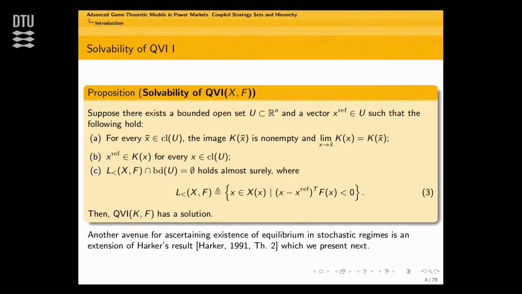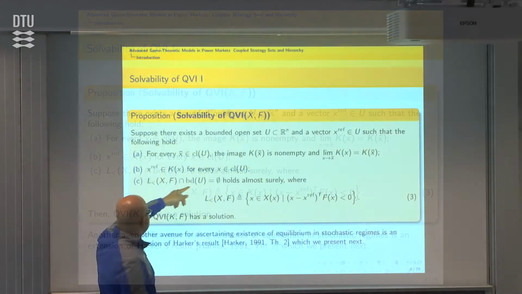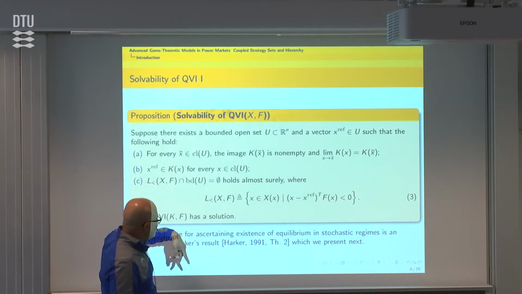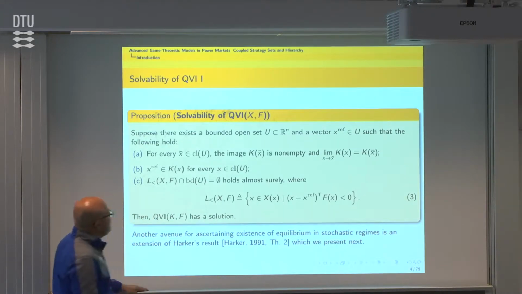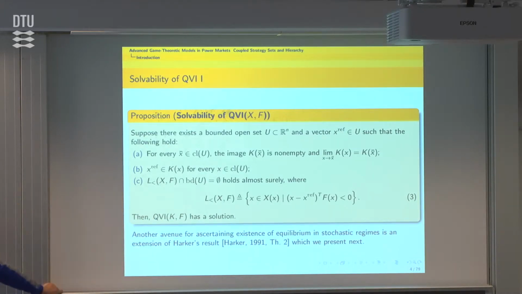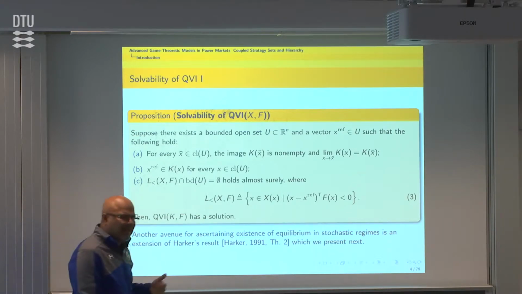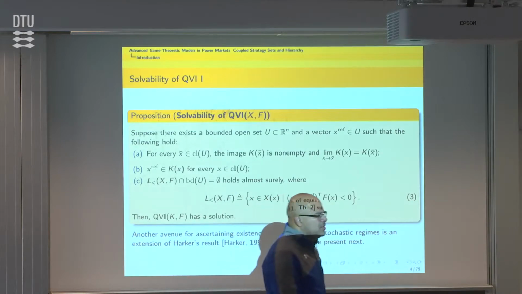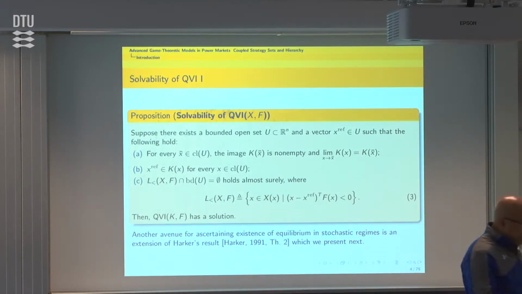So for this, if you can show that this intersection, the boundary of U, is empty, then you can show that QVI(x, f) has a solution. Okay, so this is a somewhat more elaborate requirement. And you can see that either of these problems is not that easy to analyze, right? So it's going to be harder than VI(X, F).